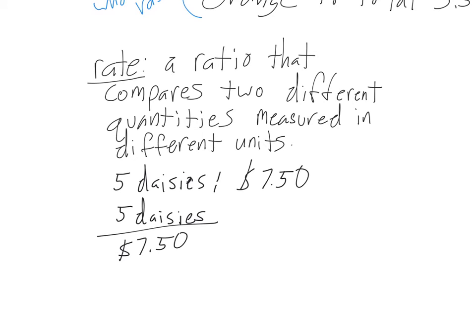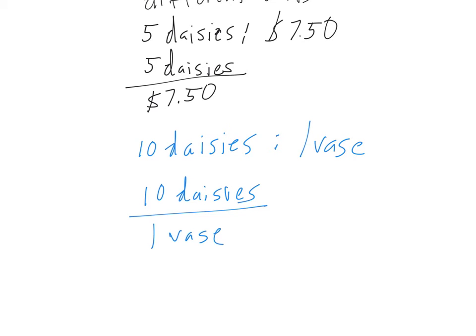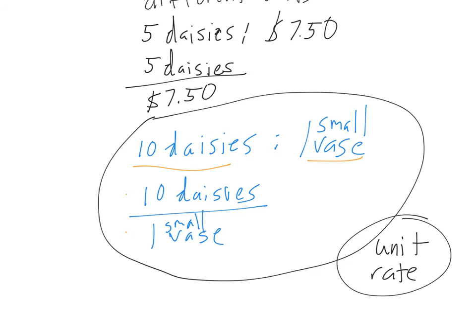So the first statement, 5 daisies for $7.50, was already written in word form. You could say 5 daisies colon $7.50, or you could write it in fractional form, 5 daisies over $7.50. And then the second statement said 10 daisies in 1 small vase. So I could even indicate the word small here. You write your rate of 10 daisies colon 1 small vase, or in fractional form, 10 daisies over 1 small vase.